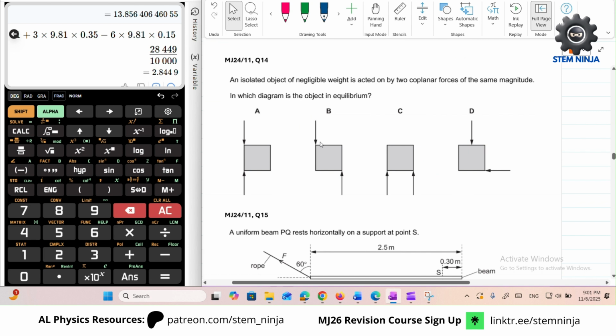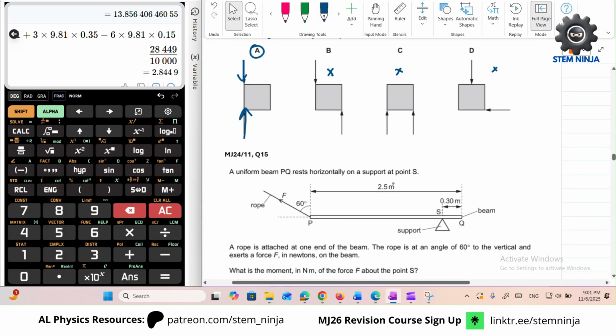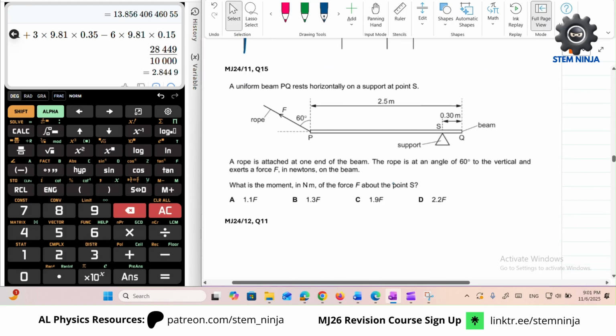All right. An isolated object of negligible weight is acted on by two coplanar forces of the same magnitude. In which diagram the object is in equilibrium? So this is not in equilibrium. This is not in equilibrium. This is not in equilibrium. This is in equilibrium because the lines of action of forces are along the same line and they can be added and subtracted together.